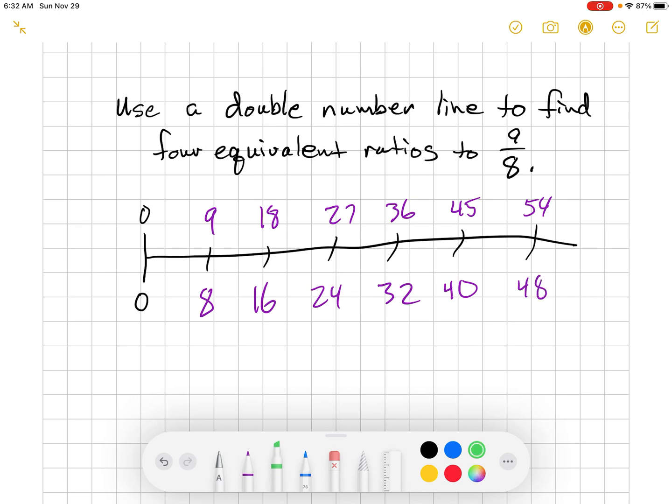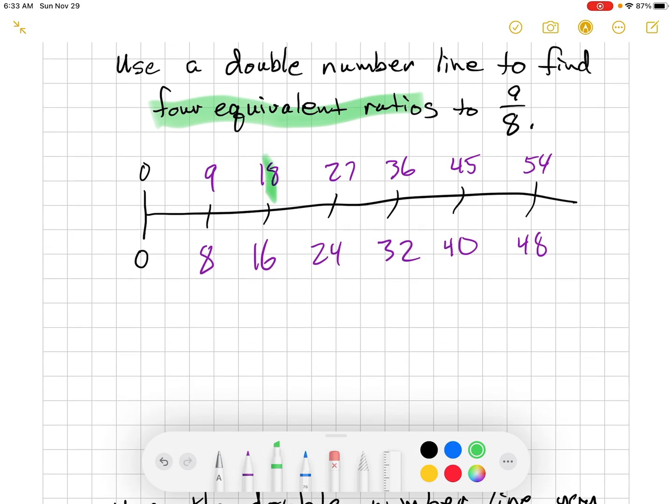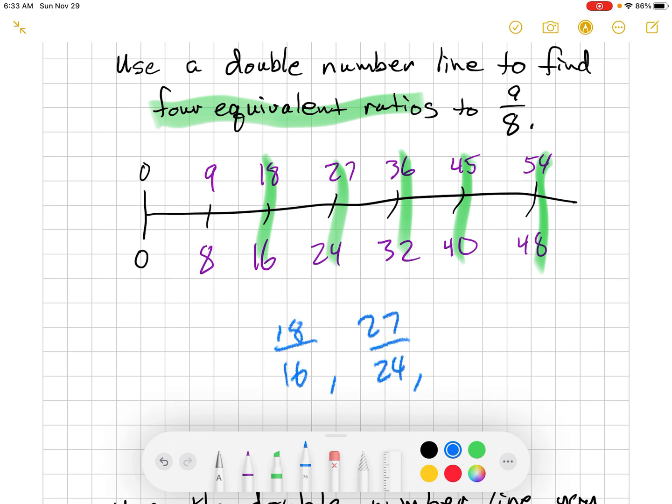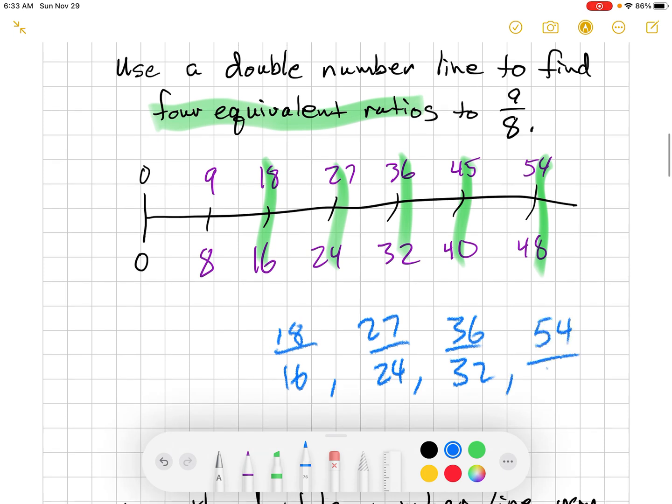And what I'm doing is looking for 4 equivalent ratios. Be sure to answer the question. Don't just complete the double number line like sometimes we would do in our homework. And here's 4 equivalent ratios, right? There is 1, 2, 3, 4, 5 of them actually there. And so I could write anything like 18 over 16. I could write 27 over 24, 36 to 32, 54 to 48. Doesn't matter. I could do 45 over 40, right? All of those are options. I could even do 90 over 80. Not even on my double number line, but I could use that to help me, right?